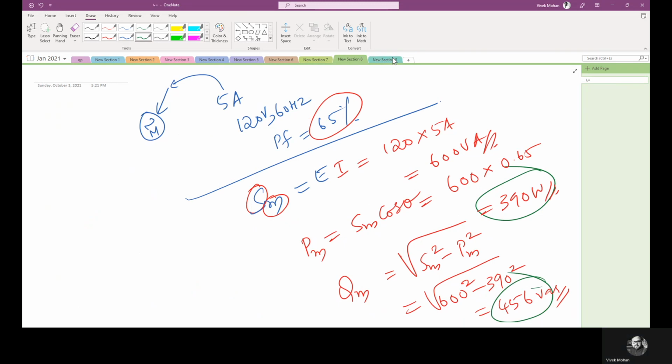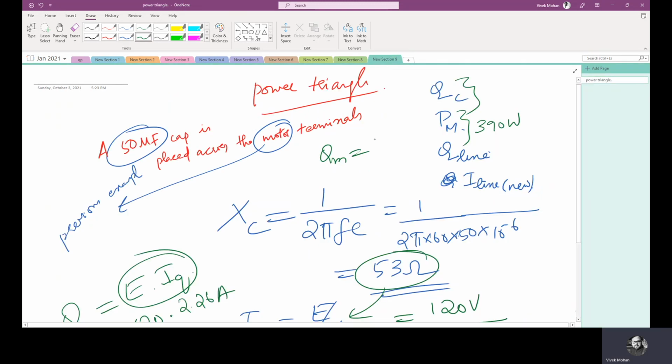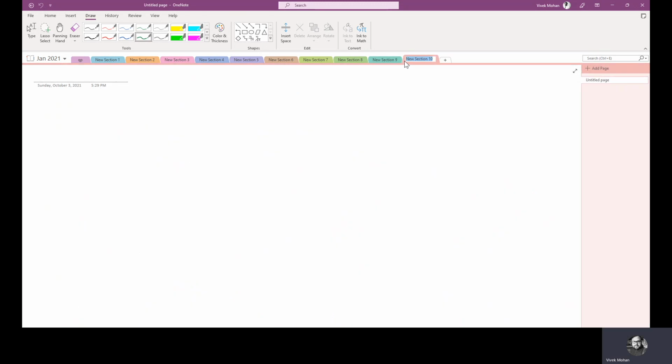456 VAR. QM is equal to 456 VAR. Now, where is the difference coming from? Some amount of reactive power demand of the motor is locally supplied using a capacitor. That's the only difference. So in effect, the reactive power that is extracted from the source by the motor would be reduced. Partially it is being fed by the capacitor, right?